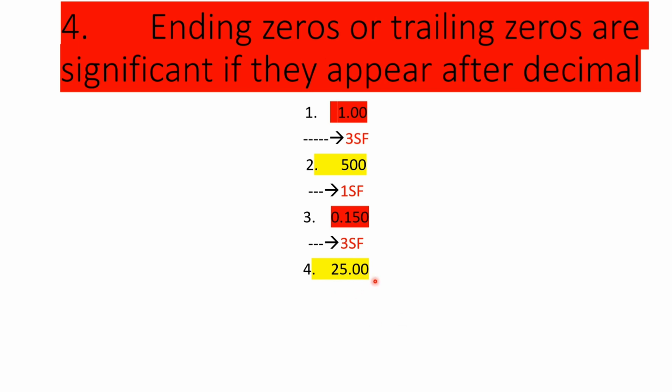Then 25.00, it is a decimal number. So in a decimal number, these ending zeros are significant. Then how many significant figures? Yes, 4. So here, this is a non-decimal number. 10,000 is a non-decimal. Therefore, how many significant figures? So it is one significant figure. Let us move to the next rule.